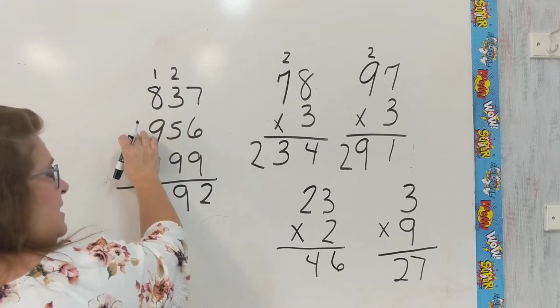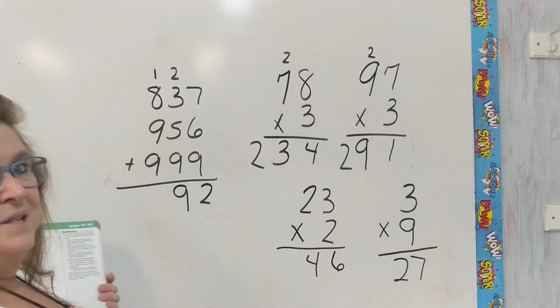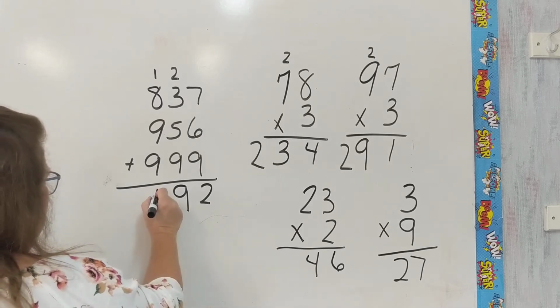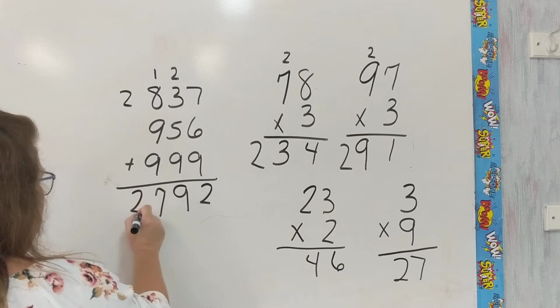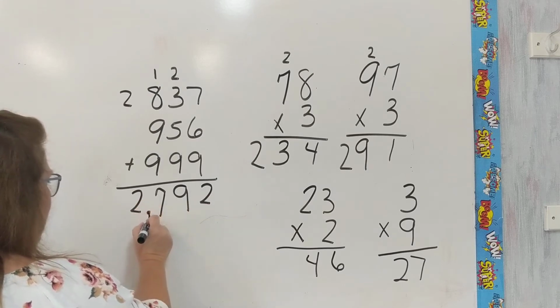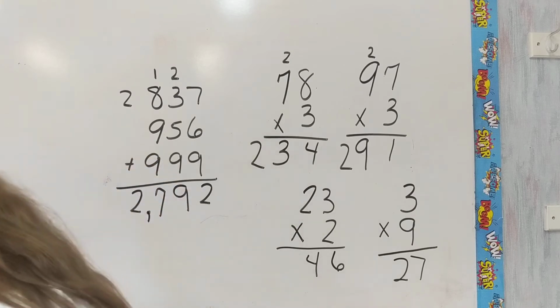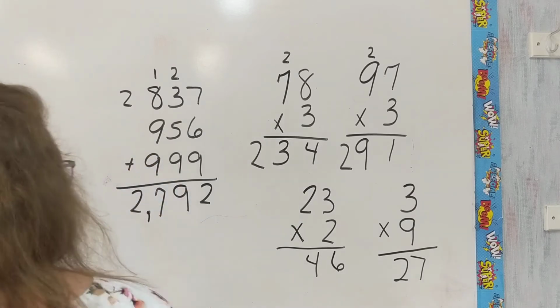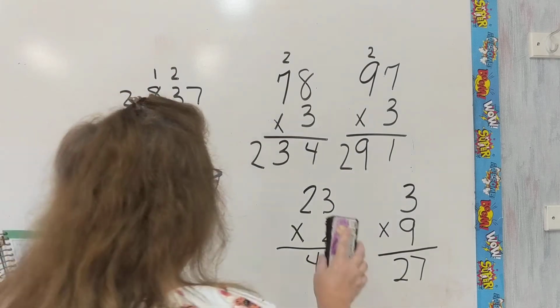Plus 9 is 18. Plus 9 is 27. Put our 7 down. Carry our 2. There's not anything to add with it. So we bring our 2 down. 1, 2, 3, comma. So our sum is 2,792.